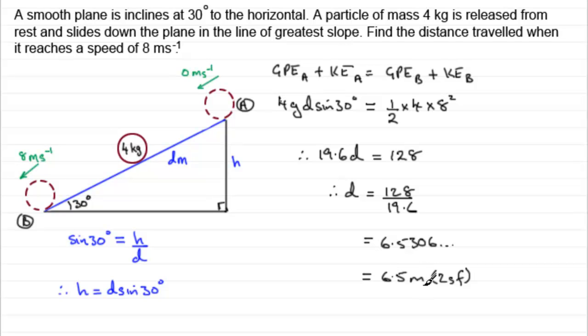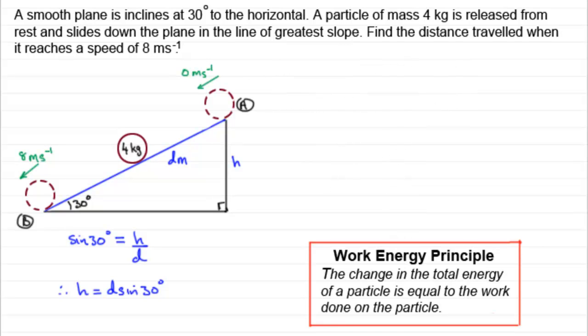Well, that's one way of doing the problem, but as I say, it's not the only way. We could use the work energy principle. I'll run through that for you now. For the work energy principle, we've got that the change in the total energy of a particle is equal to the work done on the particle. So first of all, to get the change in the total energy of the particle, we need to look at the energy changes that take place going from A to B.